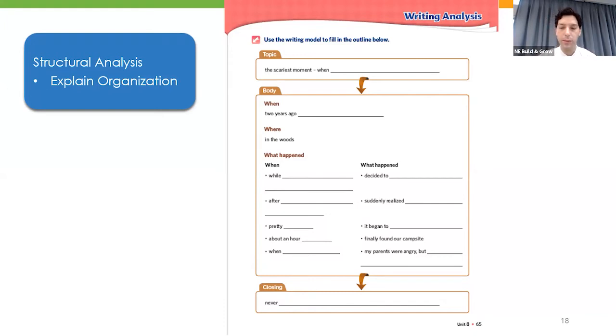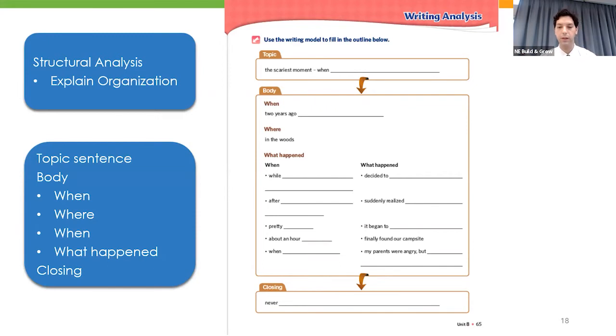Then from there, we're going to move into the body, and the body is going to include some important information, and it's going to answer our 5W questions. So when did it happen? Where did it happen? And then tell me what happened in the order of events. And finally, we have our closing, and in the closing, we're going to fill in that blank, so you should never do what you did again, right? Okay, so now our students have read the model. They've answered the questions, and now they've organized the information according to this outline, right?